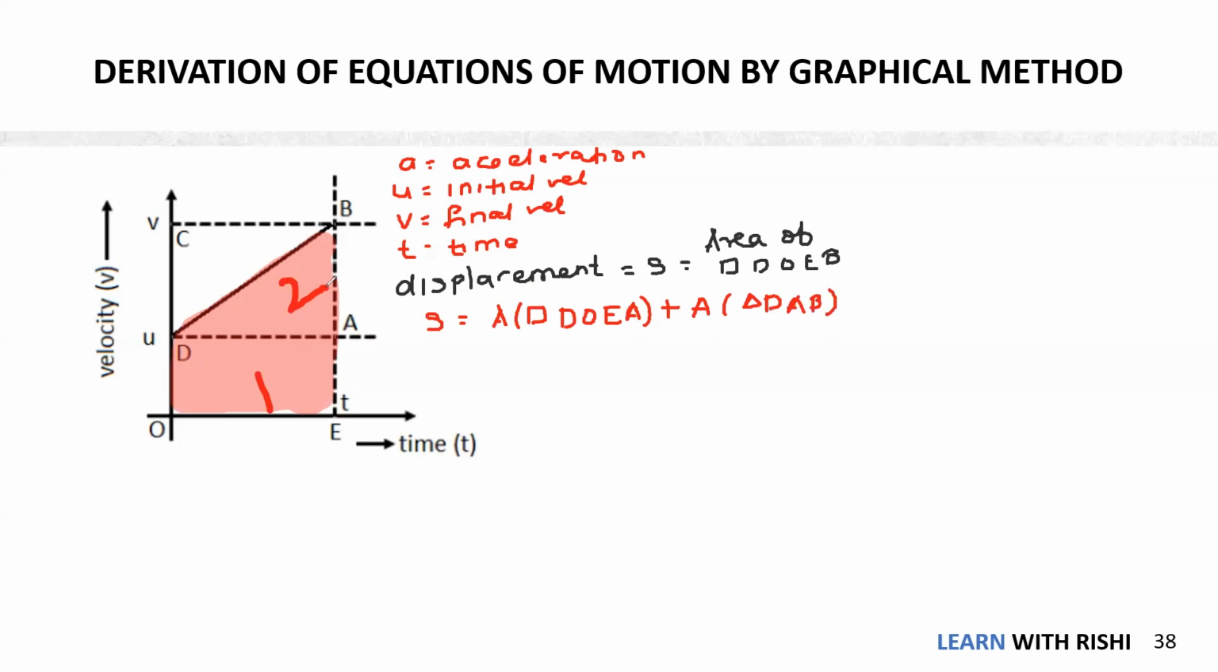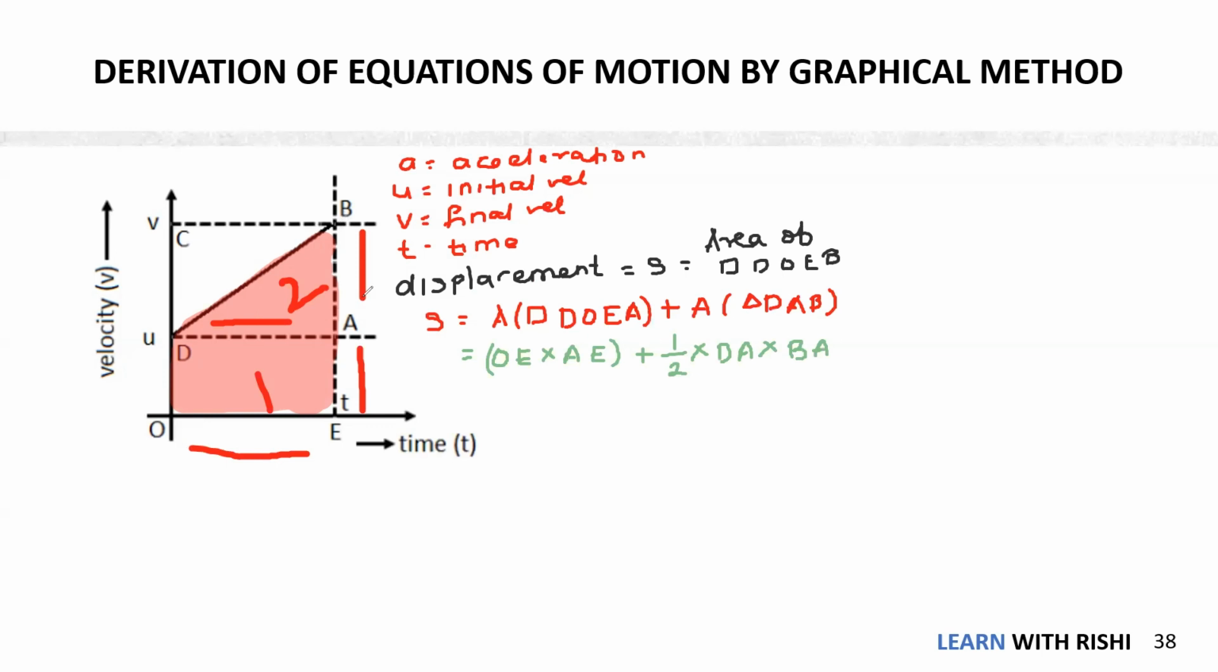Now we know what the area of a rectangle is. So area of a rectangle is length into breadth. So here you can see that length is OE and breadth is AE. So we can write that OE into AE plus area of triangle, which is given by half into base into height. From the graph, we can say that base is DA and height is BA. So area of triangle DAB will be half into base DA into height BA.